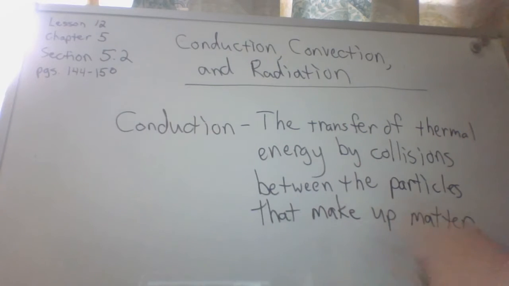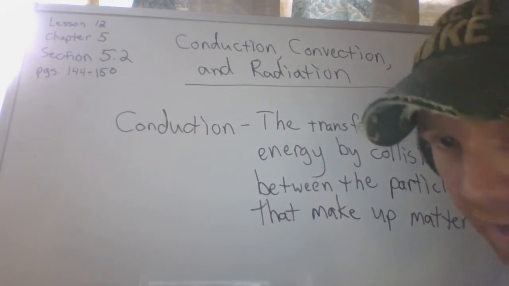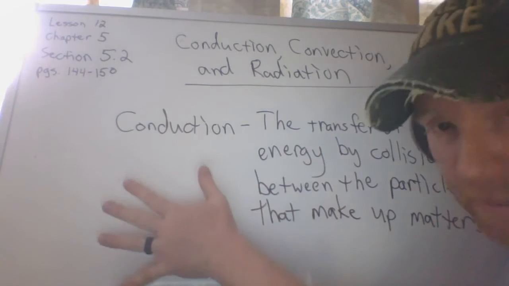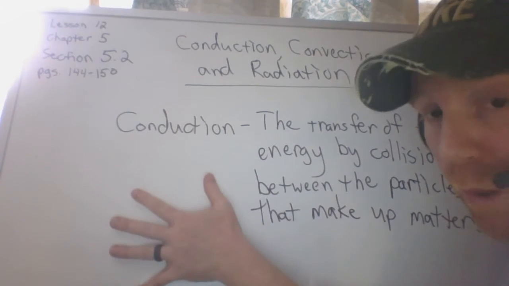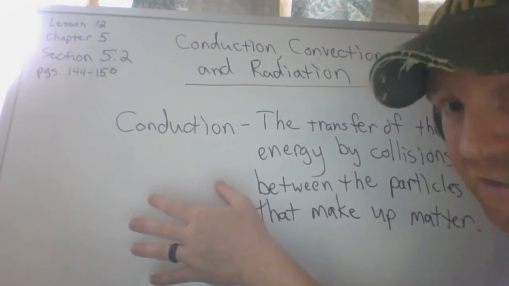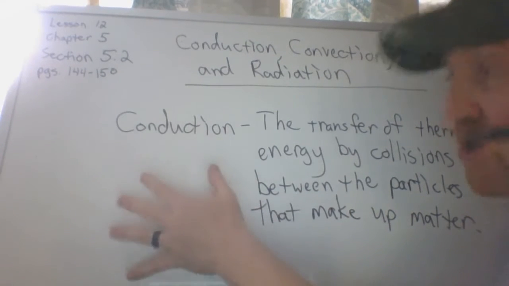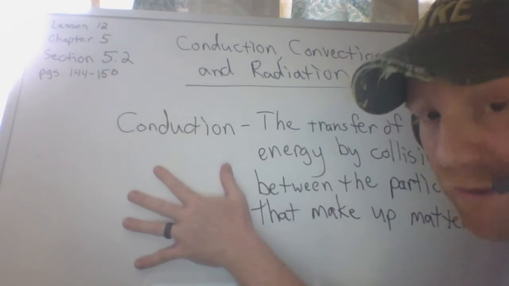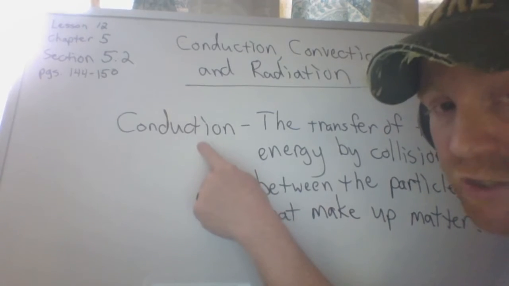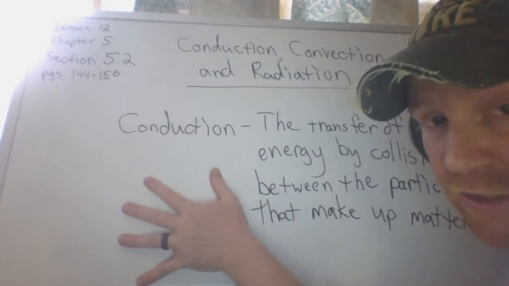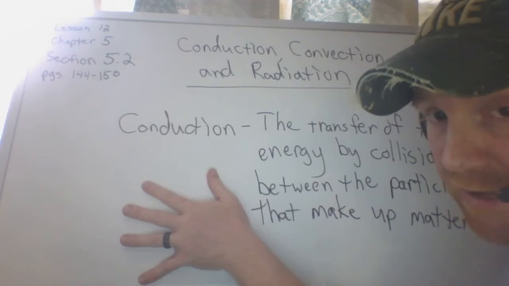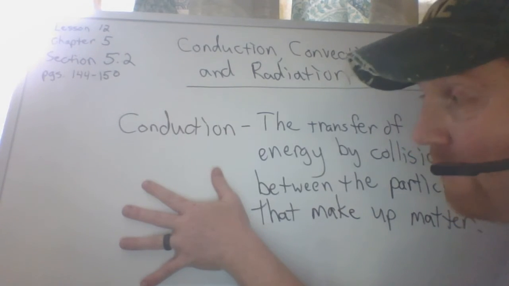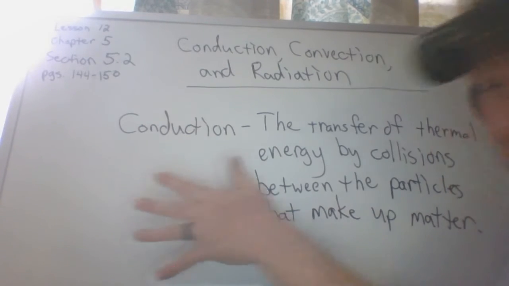The first one is conduction. It's defined in your text as the transfer of thermal energy by collisions between the particles that make up matter. Just a second ago, you saw me put my hand on the board. When two objects are physically touching, typically two solid objects, thermal energy is going to be transferred through conduction. It's got to be touching. My hand is touching the board. Thermal energy is flowing from my hand to the board.